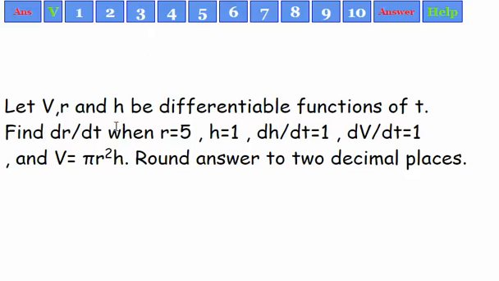We got: let v, r, and h be differentiable functions of t. Find dr over dt when r equals 5, h equals 1, dh over dt equals 1, dv over dt equals 1, and v equals pi r squared h. We're going to round our answers to two decimal places. Now, this is what we're going to be taking the derivative of.